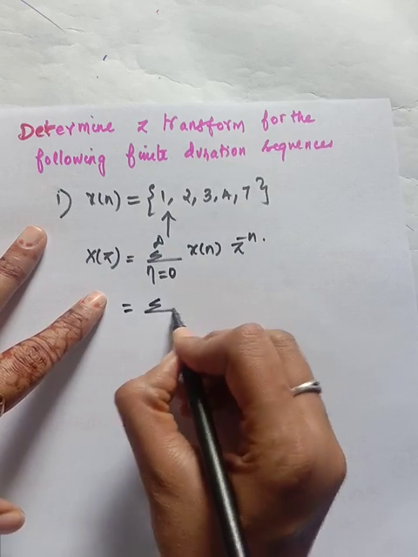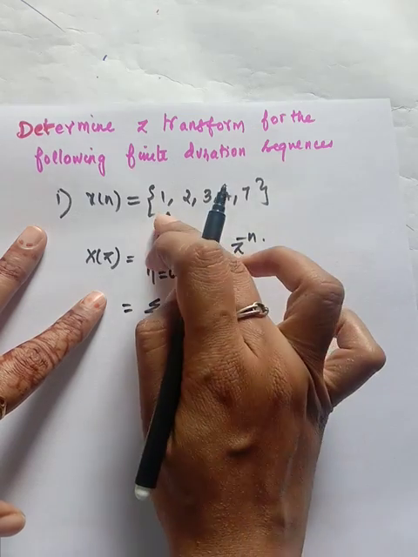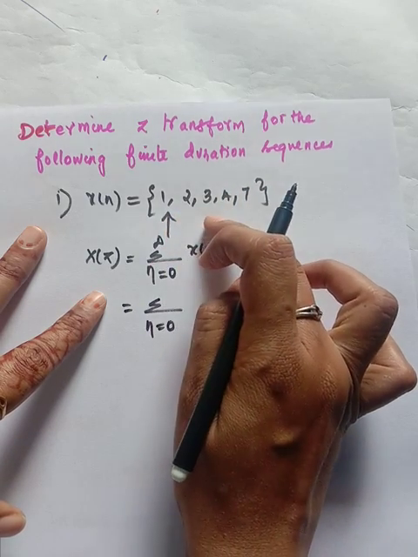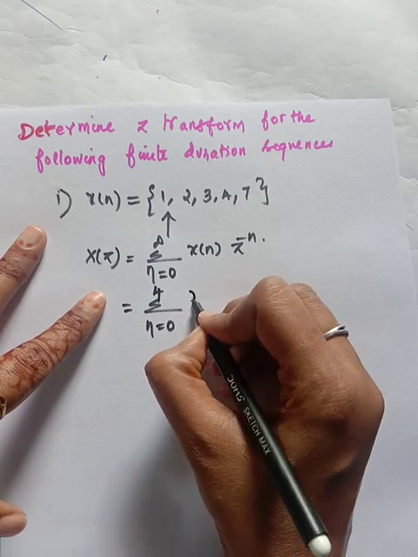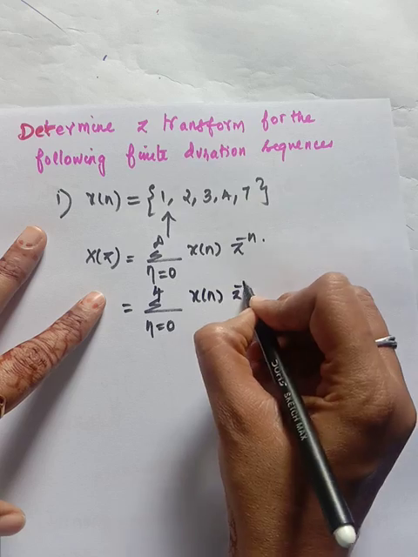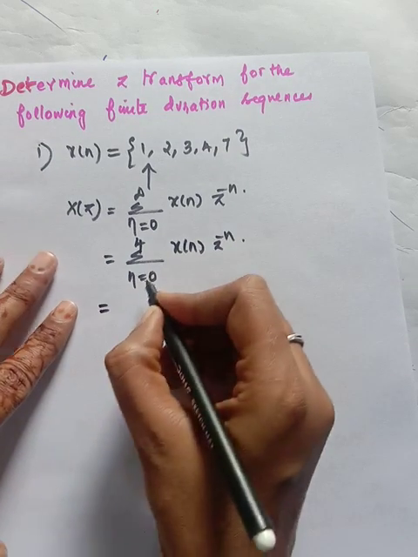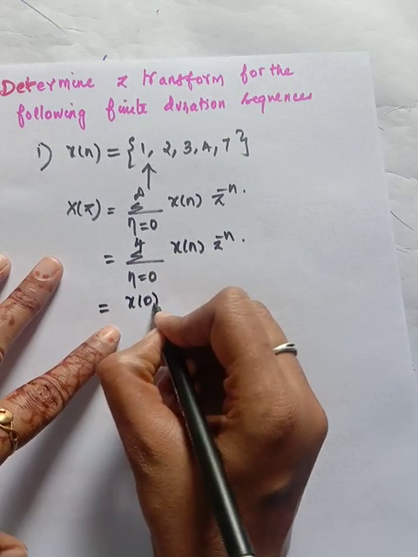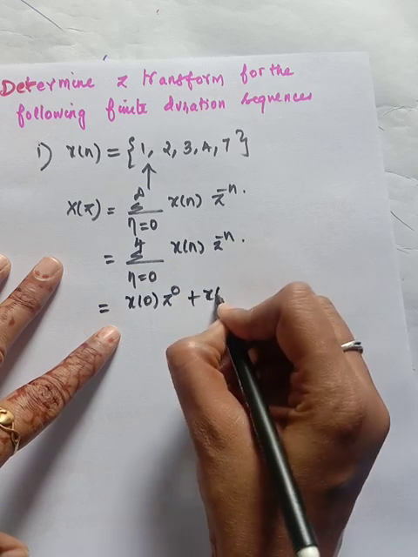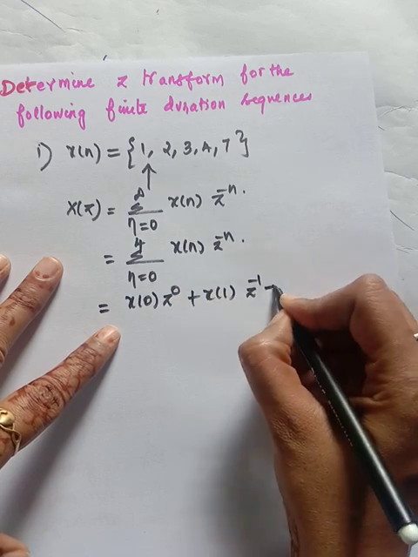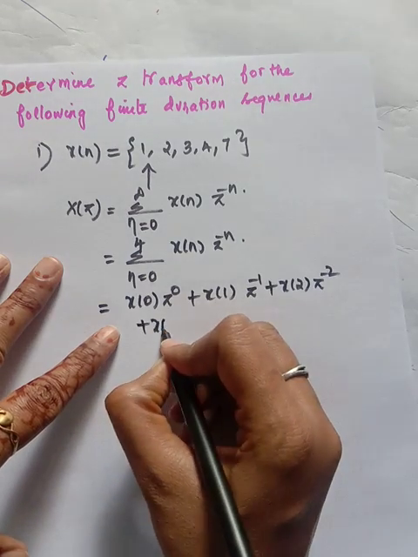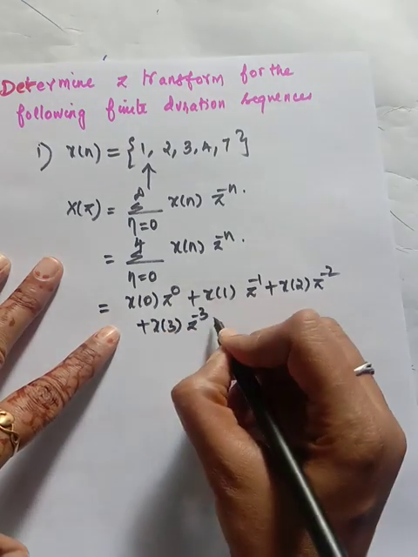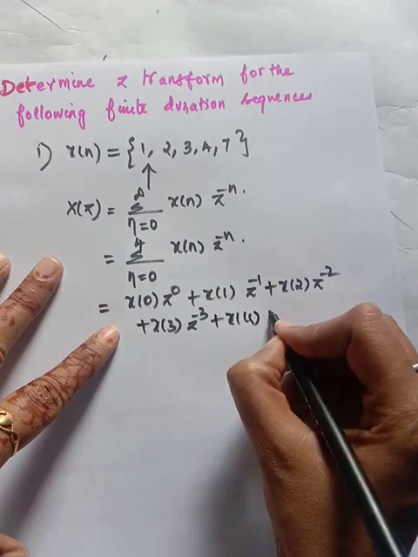Now see this summation: the index is 0, 1, 2, 3, 4. So the index ranges from n equal to 0 to 4, x of n z power minus n. Now expand this summation, you will get x of 0 z power 0 plus x of 1 z power minus 1 plus x of 2 z power minus 2 plus x of 3 z power minus 3 plus x of 4 z power minus 4.